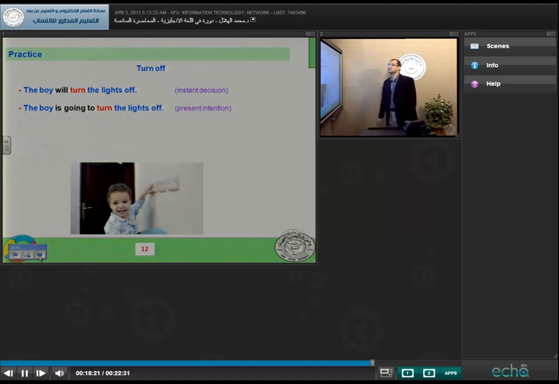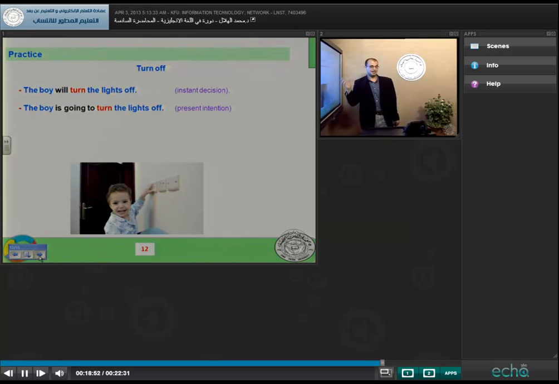Let's take some examples to practice. In the case of the verb turn off, the boy will turn the lights off. So somebody is coming, or this boy is approaching the switch, and he is not going to think for a long time that he is going to turn the light on or off. So immediately the boy will turn the light off. So basically he is leaving the room or trying to leave the room, so he decided to turn the lights off.